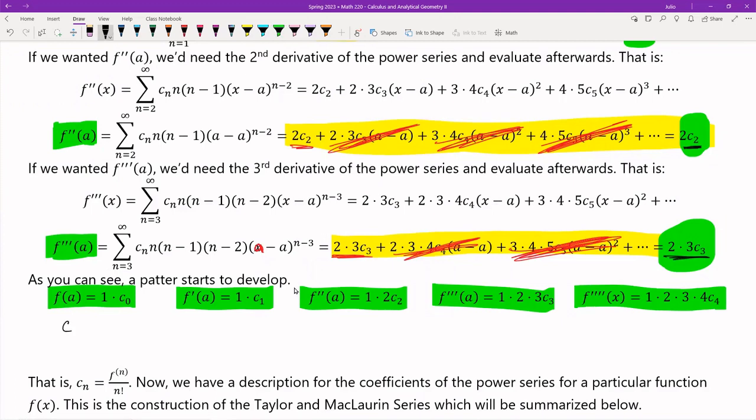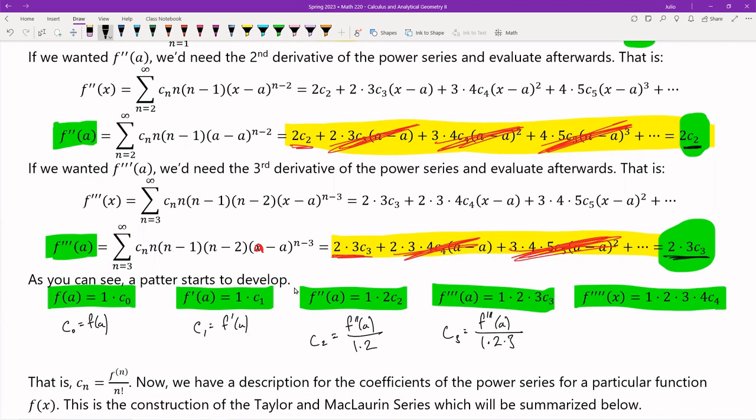The first one tells us C sub 0 is equal to f of a. This one tells us C1 is equal to f prime of a. This one tells us C2 is equal to f double prime of a all over 1 times 2. The next one tells us C3 is f triple prime of a divided by 1 times 2 times 3.